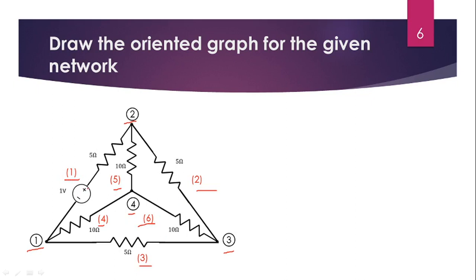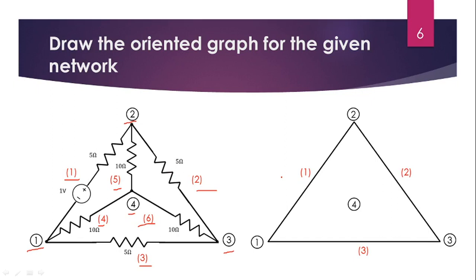Okay. So when we are going to draw the oriented graph, you have to keep your nodes as they are. So we are keeping the nodes as they are, 1, 2, 3, 4, and each branch, each circuit element branch in this circuit, is replaced by a line segment for a graph. So branch 1 having 5 ohm with 1 volt, the circuit elements in series, will be replaced by a line segment. This is branch 1. In the same way, 5 ohm for branch 2, 5 ohm for branch 3 line segments, then 10 ohm for branch 4, 10 ohm for branch 5, 10 ohm for branch 6. This is a simple graph.